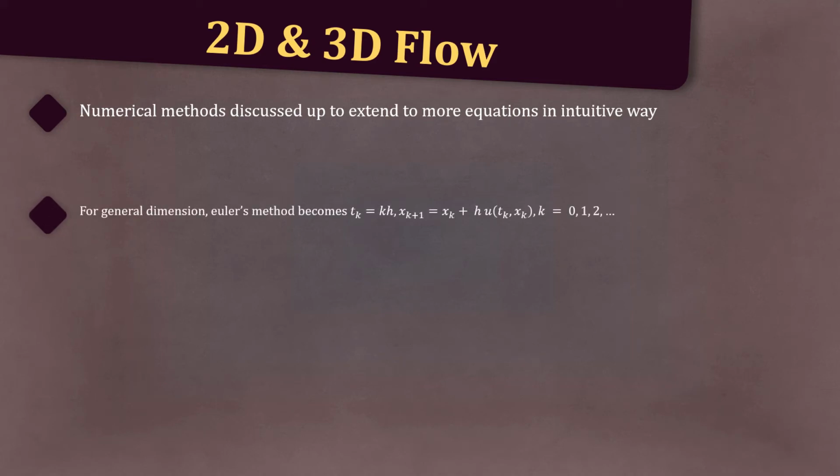For a general dimension, Euler's method becomes tk equals kh, xk+1 is equal to xk plus h u of tk, xk for k going from 0, 1 to etc.